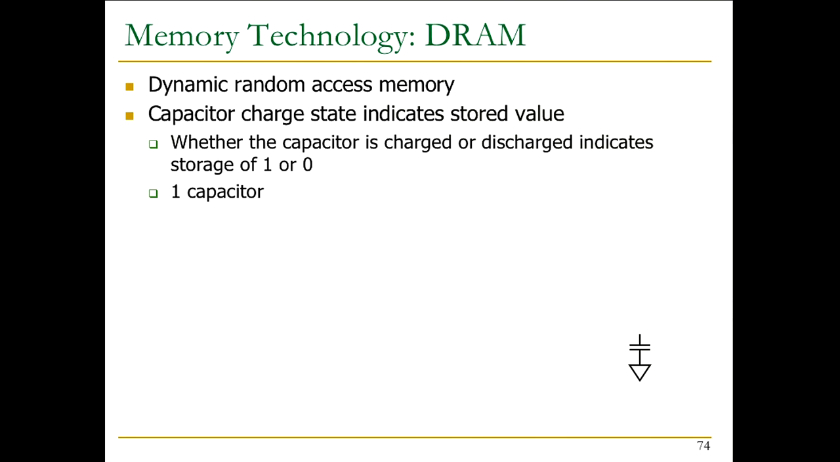So let's talk about some of the technologies, because technology actually affects a lot in memory. We've seen DRAM yesterday. Any kind of memory technology needs to have two things. One is the storage device, and the other is the access device. In DRAM, the storage device is this, which is the capacitor. And the capacitor charge state indicates the stored value. Whether the capacitor is charged or discharged indicates storage of 1 or 0.